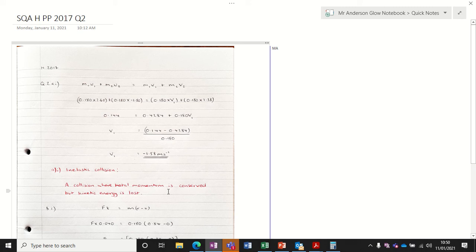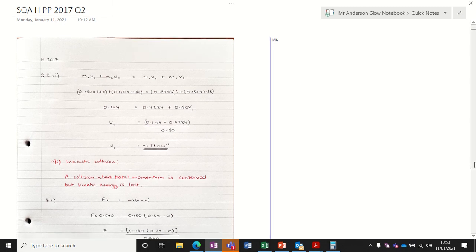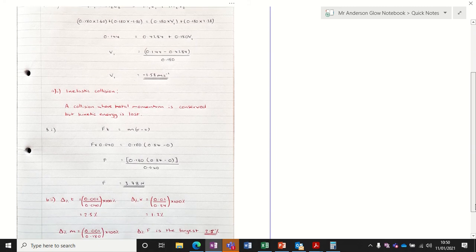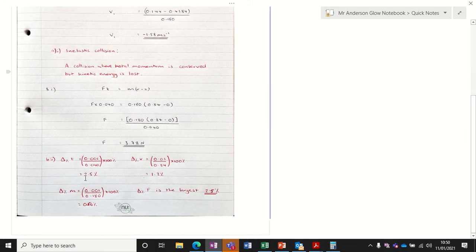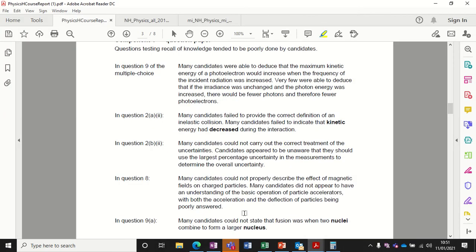So an inelastic collision is one where total momentum is conserved but kinetic energy is lost. I've then completed part B1, which again candidates found straightforward, and part B2, which they didn't. So for each part I've had to work out the percentage uncertainty in each component and identify what is the percentage uncertainty in the force, which in this case is the largest, so it's 2.5%. If I go back to the course report and look at what actually was it that candidates found demanding.